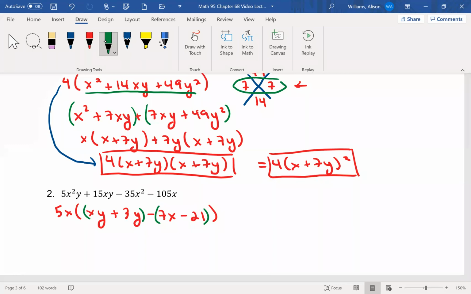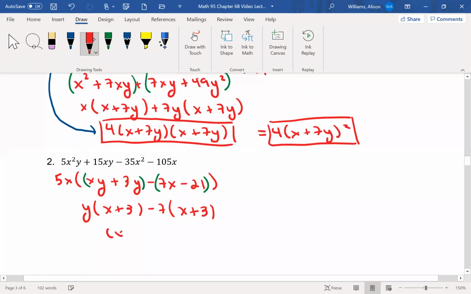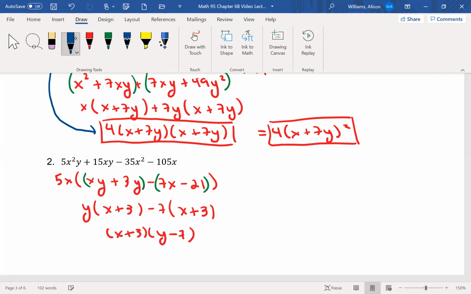If the 5 is kind of distracting, you may want to rewrite it, but I'm just going to ignore it. So in the first group, I can factor out a y and I'm left with x plus 3. In the second group, -7, and that's going to leave me with x plus 3 because I'm factoring out the negative, so that becomes a positive. So my blob is x plus 3 times y minus 7. Then I want to bring down the GCF here of 5x. And there it is. That's the final answer.